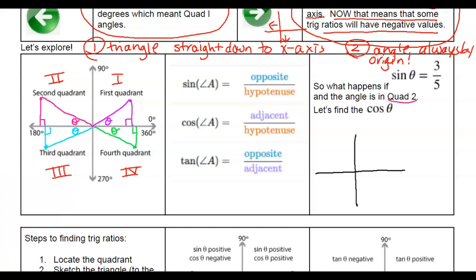So first thing I do is I figure out where are we? So we're in quadrant 2, so I'm going to go 1, 2, and I draw a triangle. Like I said, I'm a visual learner, so pictures usually help me. And then label your angle in the corner. Okay, it has to be there. Your triangle has to look like this.